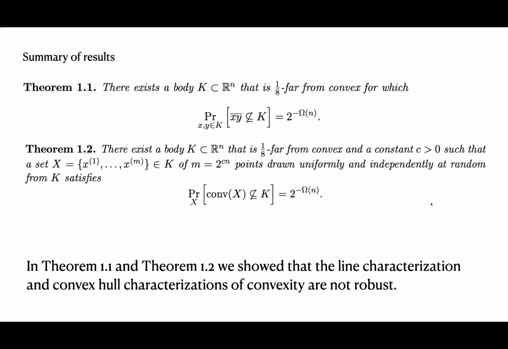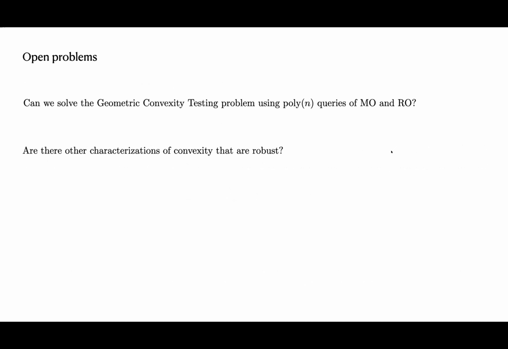This is pretty much the end of the talk, and I'll leave you with a couple of open questions. The first one, the most important one: can you solve this problem using a polynomial number of queries to the membership oracle and random oracle? From what we have seen in the previous slides, if we can do that, we need to come up with innovative ideas which are radically different from what we have seen before. And the second question is, are there other characterizations of convexity that are robust? This is also linked to the first question. If you could come up with a characterization that is robust, then that could probably lead us to a tester.